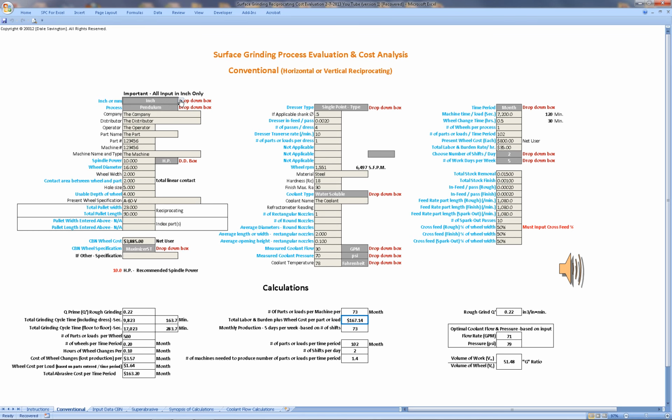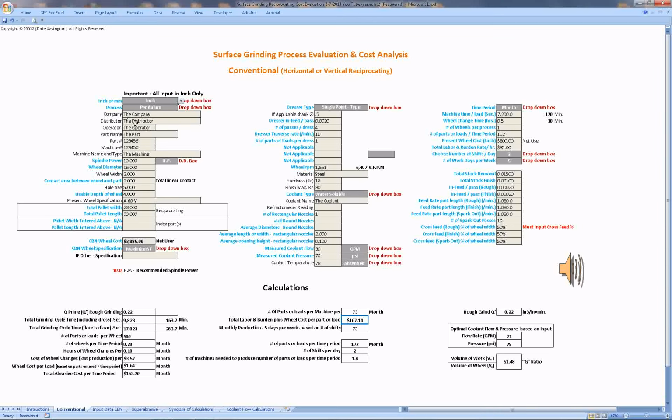Our first choice is either millimeter or inch. We've chosen inch, and you'll see all input inch only. Had we chosen millimeter, all the calculations would have changed, input millimeter only. If we say 0, then a lot of your data goes away from what we had. And one of the critical inputs is down here. So we'll go back to inch.